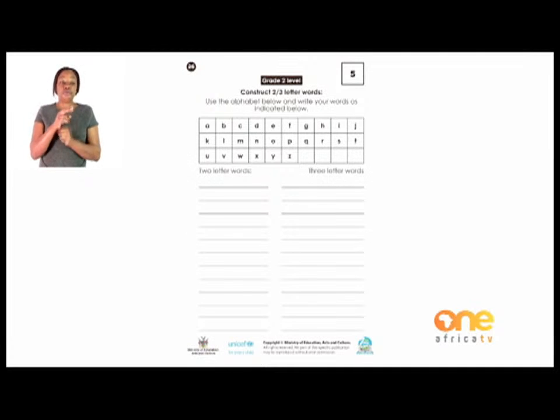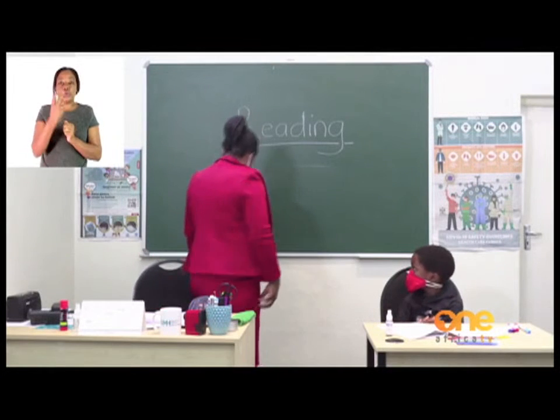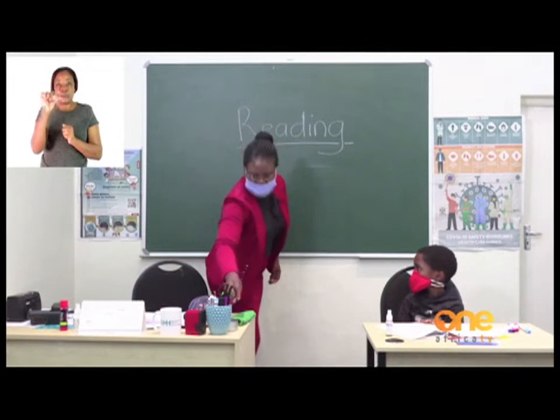Are we together? So you have to write for me the 2-letter words on the left and the 3-letter words on the right. Now, what do we mean by 2-letter words? The 2-letter words are words which comprise only 2 letters of the alphabet. We can have an example of words like on. How do we write on? Come with me to the chalkboard and see how we can write the 2-letter words. Let's get an example on the chalkboard.